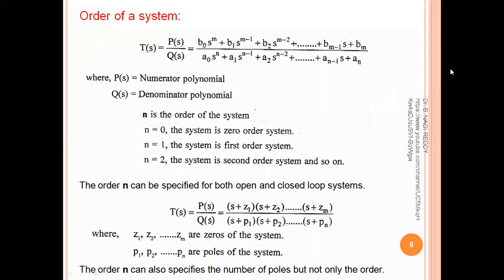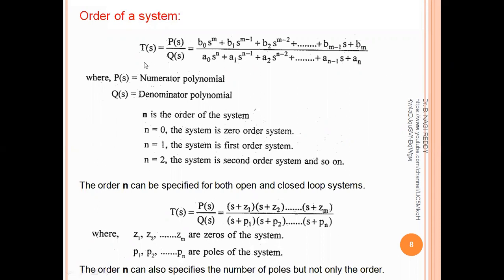Now we will see the order of a system, what the order is, and how we can determine the order for a particular system based on the transfer function. And what is the importance of determining the order of a system? All these things we will know in today's class. Okay. Now look at here.